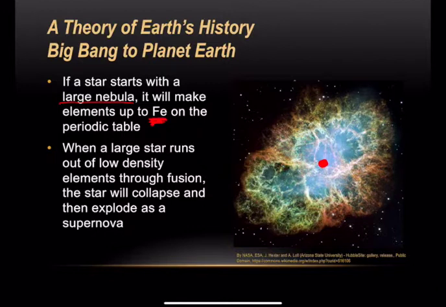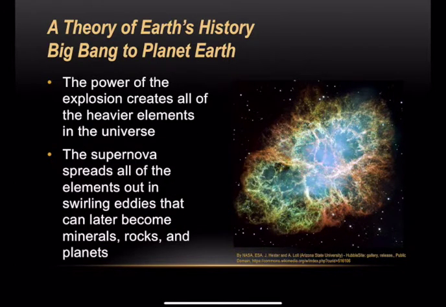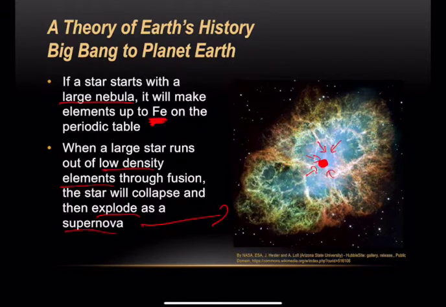So as the star starts to run out of these low density elements, it collapses, the star collapsed on itself, and then after that collapse, it exploded as a supernova. So this over here is a picture of a supernova. So the star collapses, and then all of a sudden explodes with great force out into the universe. When it does that, that explosion is called a supernova.